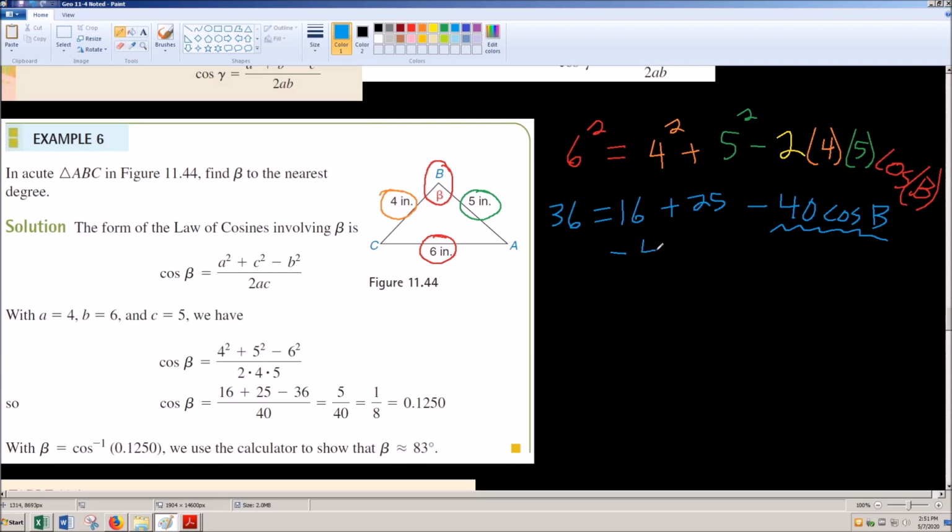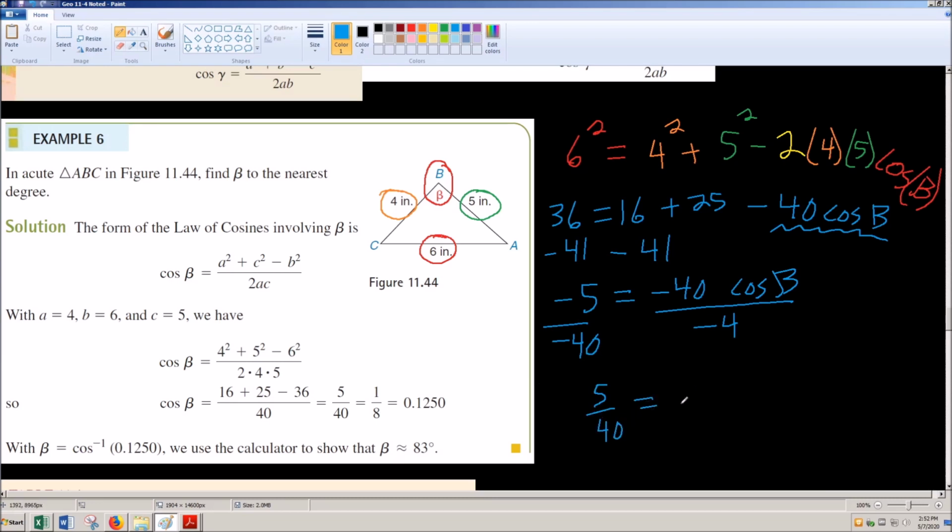So here I get 16 plus my 25, so I'm going to subtract off, what am I doing, 41? So subtract 41 from both of these. So I get negative 5 equals negative 40 cosine of beta. And now I'm going to take these two things and divide by 40 on both sides. You could simplify this to 1/8 if you want to, but I'm just going to leave it as it is. I'll cross off the negatives, but beyond that, I'm just going to leave it. So now I'm going to say 5 over 40 is equal to cosine of beta.